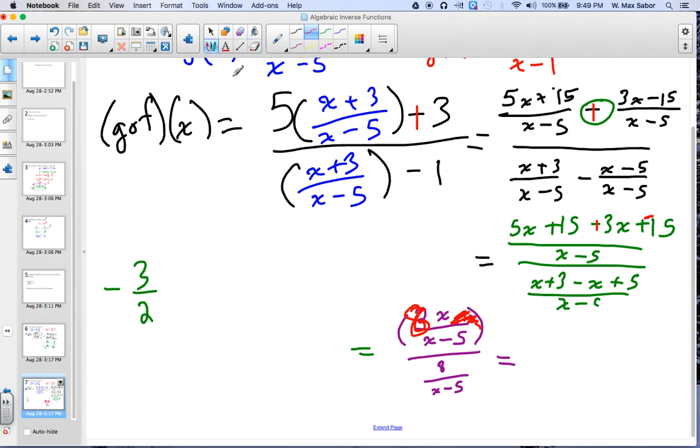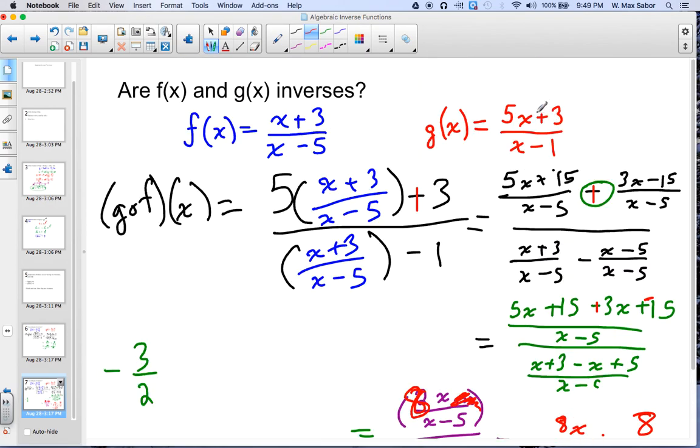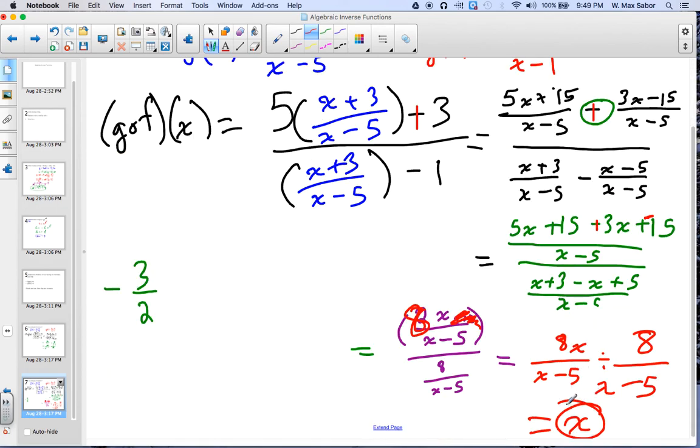We have 8x over x minus 5 divided by 8 over x minus 5. That is going to end up being x. So, a little bit of losing track of a sign made an error, but when you check your work, you can find out those things quite reasonably.